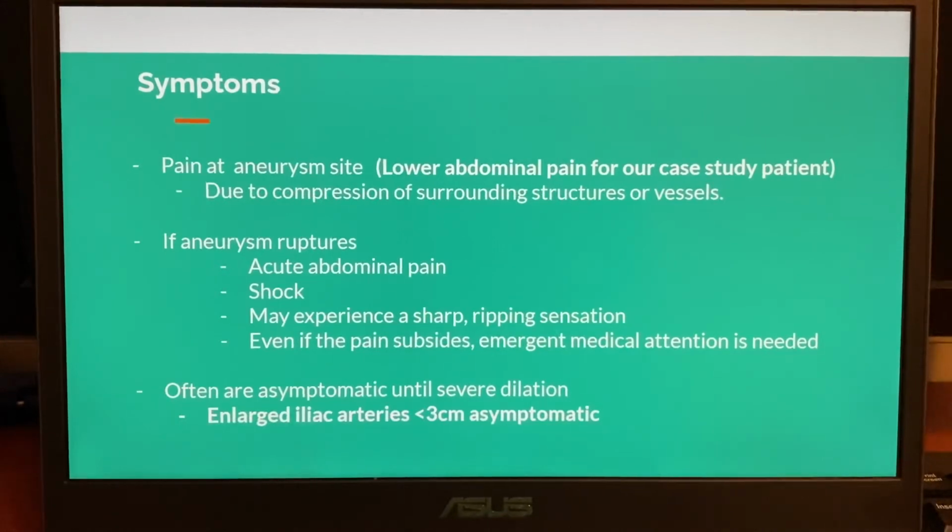And oftentimes, aneurysms are actually asymptomatic until they are severely dilated. So for our case study patient, in most cases, the iliac arteries are typically asymptomatic if they're less than 3 centimeters.